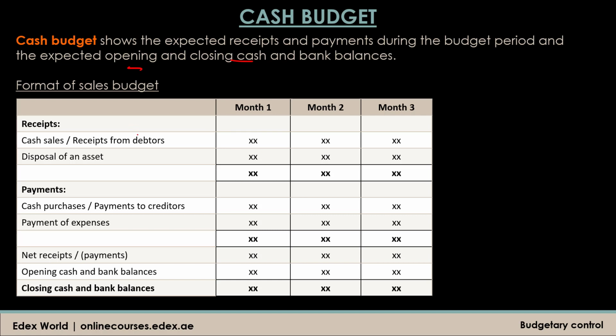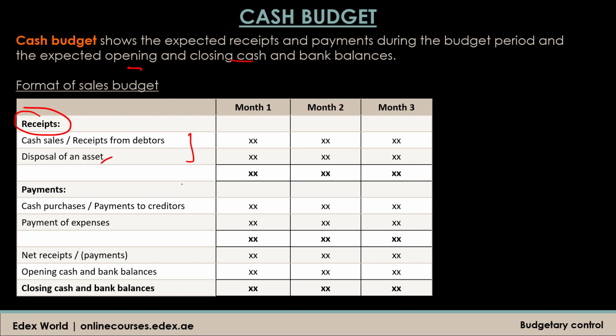If you look here at the format of the cash budget, the first part will show the receipts that are expected during the period. So for a business, receipts can come in form of cash sales, cash collected from debtors if the business is selling on credit, a loan taken from bankers or from any other lender, or any asset can be disposed of and cash received for that. So receipts can happen in various forms. All these receipts will have to be listed here.